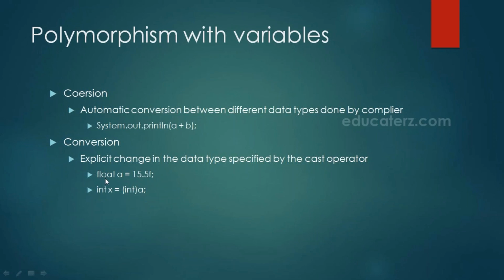If you look at here, float a = 15.5f and int x = (int) a. In the second line, the actual data type of the variable is changed by using the cast operator. Even if a is float type, it is converted into int type. If a is taken as it is, it becomes float type. And because we converted, it can take the form of an int. That means a exists in two different forms, and this also comes under polymorphism. That is nothing but conversion, an explicit change in the data type specified by the cast operator.